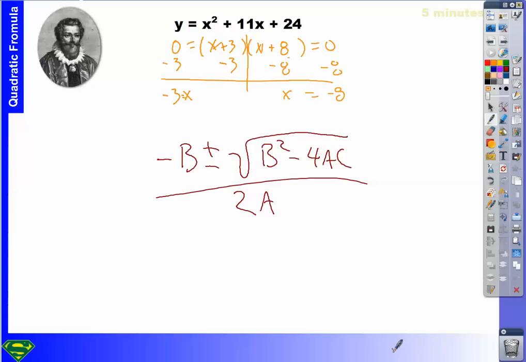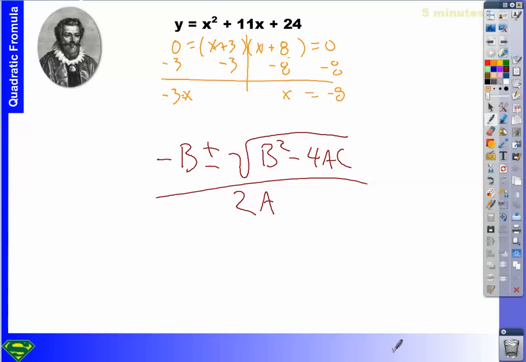So we already know the answer to this quadratic, y is equal to x squared plus 11x plus 24. We've already solved it using the factoring method. We set the factors equal to 0 and found that the answers are -3 and -8. But I'm going to prove to you that this quadratic formula works.